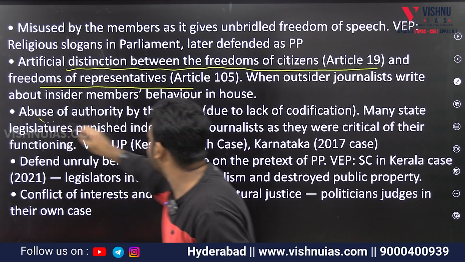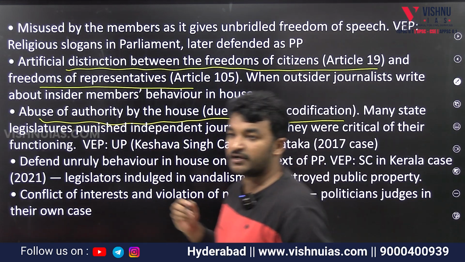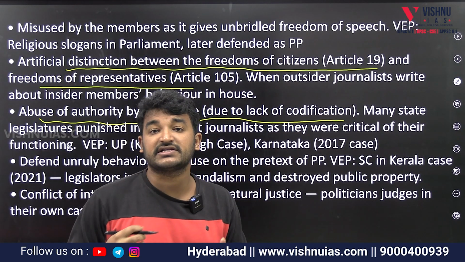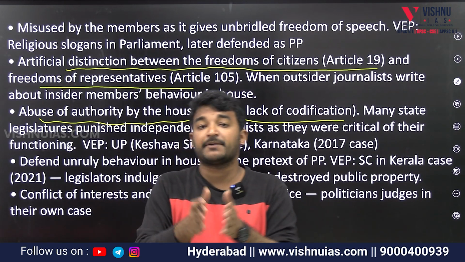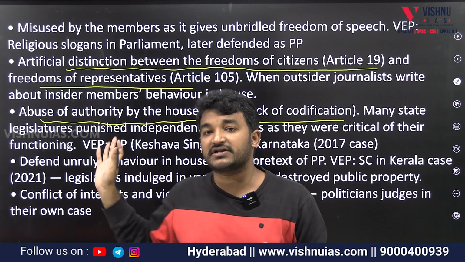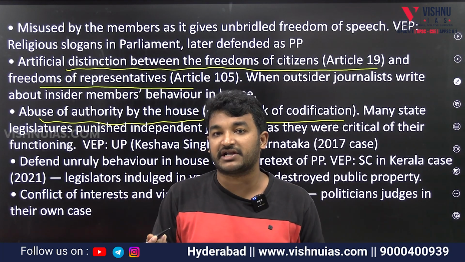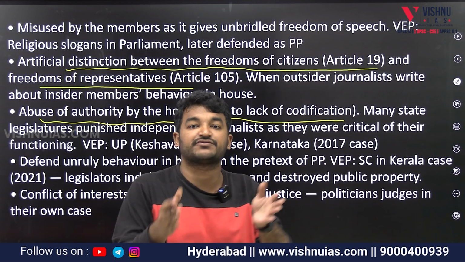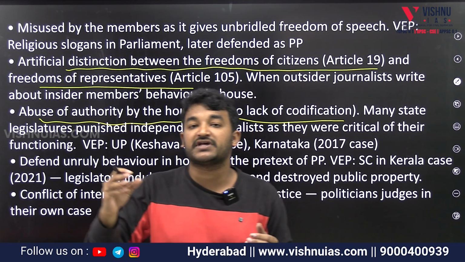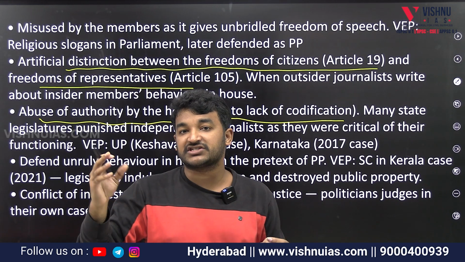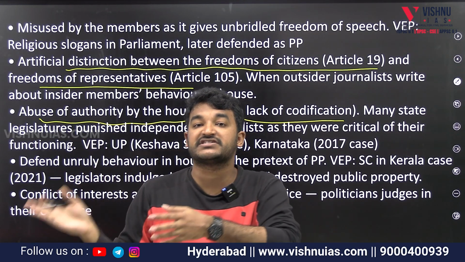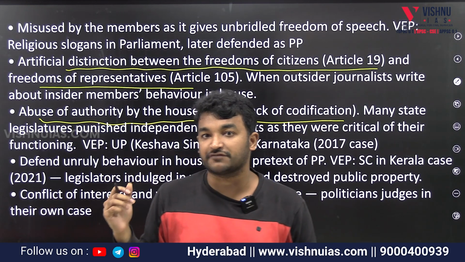Next, abuse of authority by the House. For example, the UP legislature and the Karnataka legislature punished some outside journalists for their writings with respect to the parliamentary proceedings. But the problem here is that these parliamentary privileges were not codified. So in this scenario, if they have some sort of problem or anger towards any journalist, they can take action in the form of breach of privilege. So it is also one of the issues.